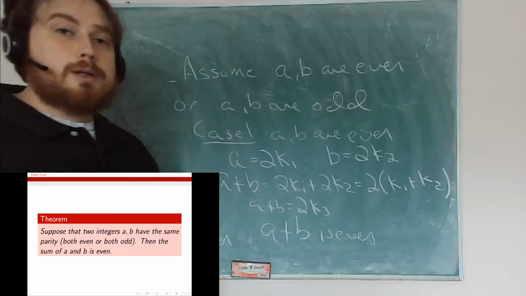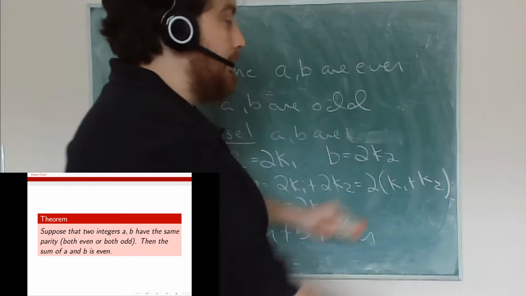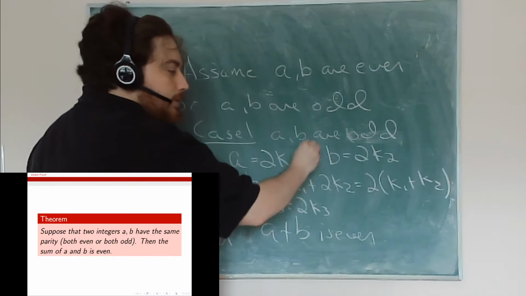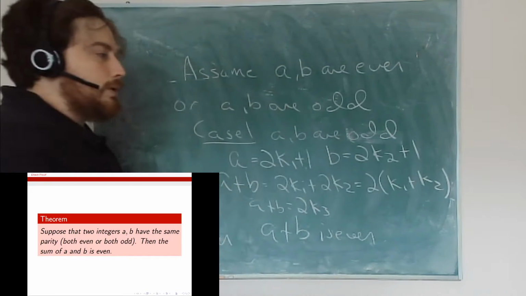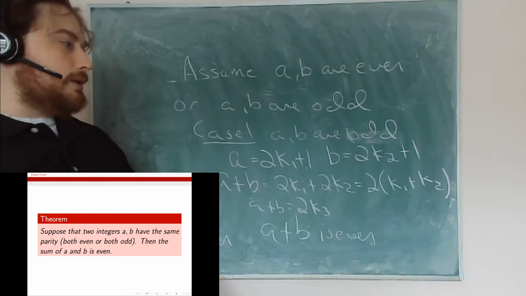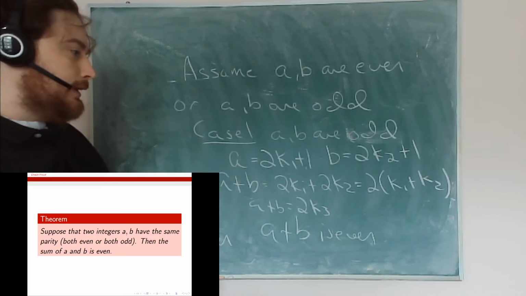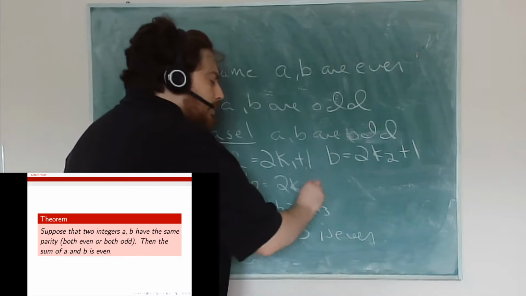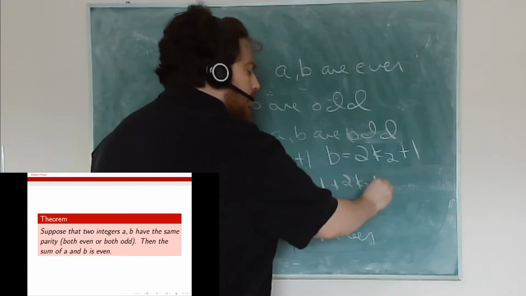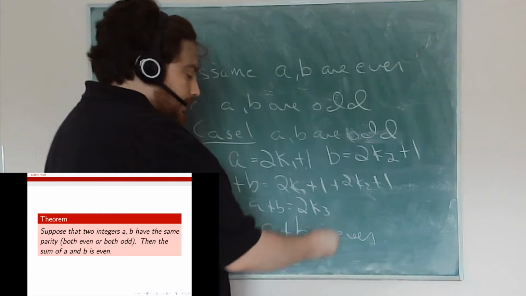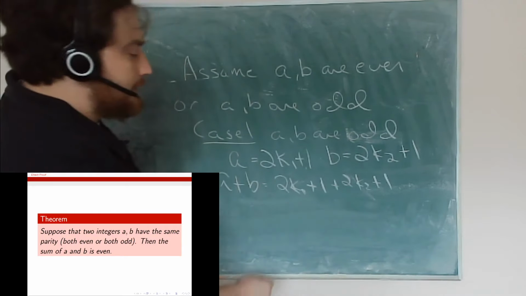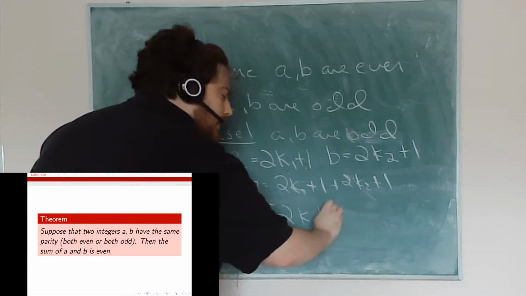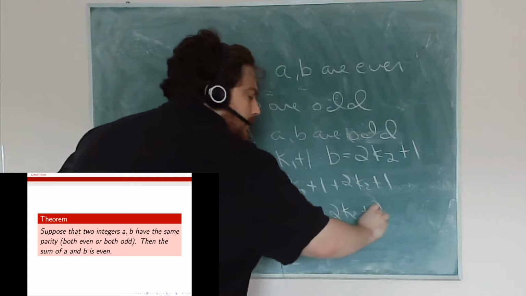What would case 2 of the proof look like? Well, instead of even, we would have odd. So instead of this, we'd have plus 1, because we know that an odd number looks like 2 times an integer plus 1. So if I do this substitution in here, I get 2k1 plus 1 plus 2k2 plus 1, which is just equal to 2 times k1 plus 2 times k2 plus 2.